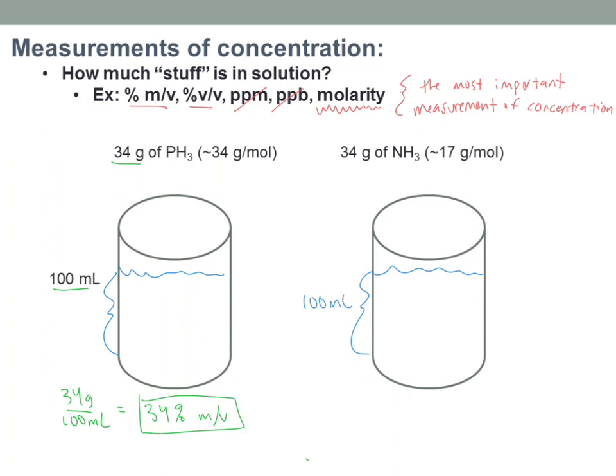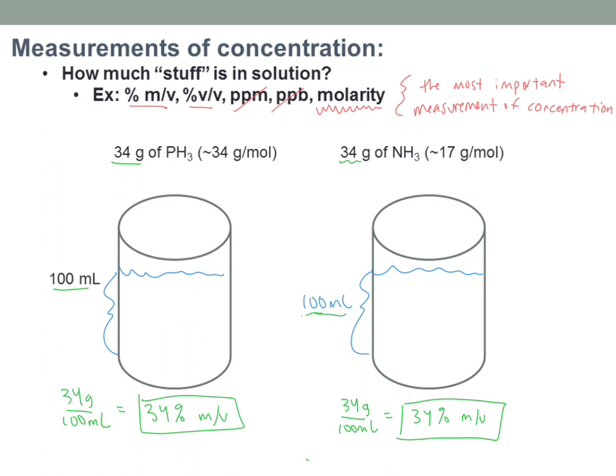Now if I took 34 grams of ammonia instead and added that to my solution, it doesn't really matter that it's ammonia; the fact that it's 34 grams means that this is a 34% solution. So this would also be a 34% by mass solution. With that measurement of concentration, it looks like these are both 34%, and so it looks like they have the same concentration. But the point I want to make, and the whole reason why we have molarity, is that these, in fact, are not equal concentrations. They don't have the same amount of stuff.